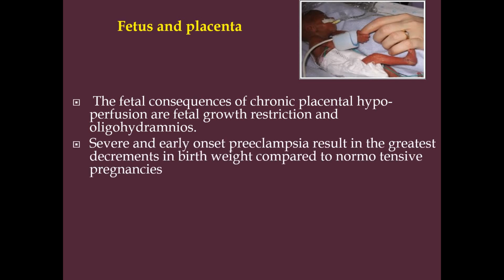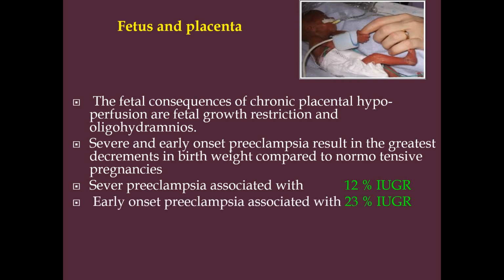Preeclampsia presents differently. What does that mean? Severe and early onset preeclampsia result in the greatest decrement in birth weights compared to normotensive pregnancy. We could see that severe preeclampsia is associated with 12% of intrauterine growth restriction and early onset preeclampsia is associated with 23% of intrauterine growth restriction.